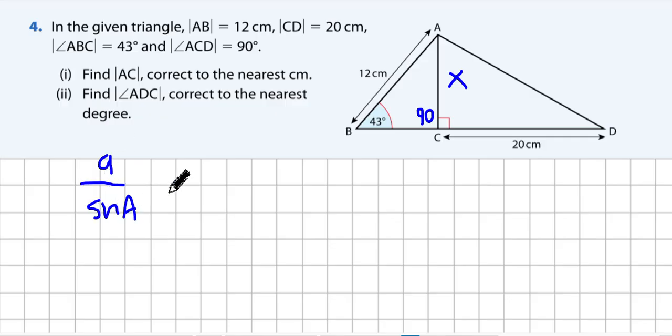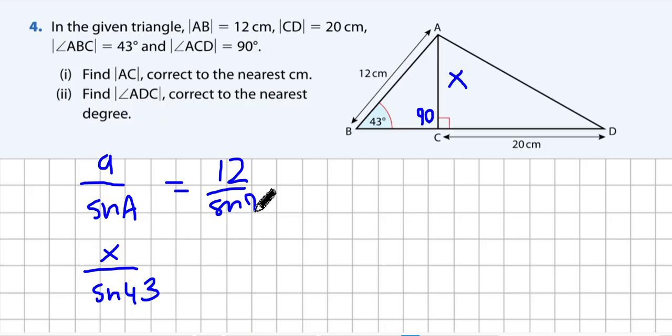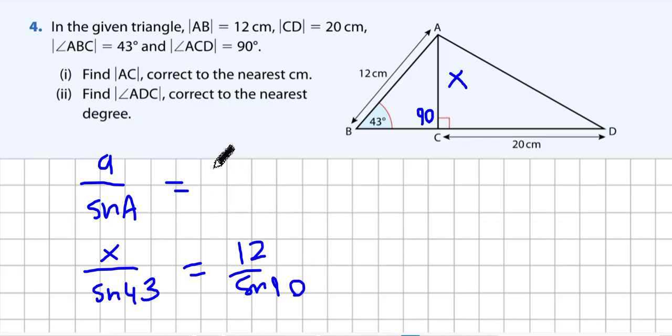So we're going to do X over sine of 43. Who's the 90 taken on? So we're going to do 12 over. Yeah, all right. You should be able to finish that off then. So we're doing the sine rule, yeah. Go on, finish that off for me.